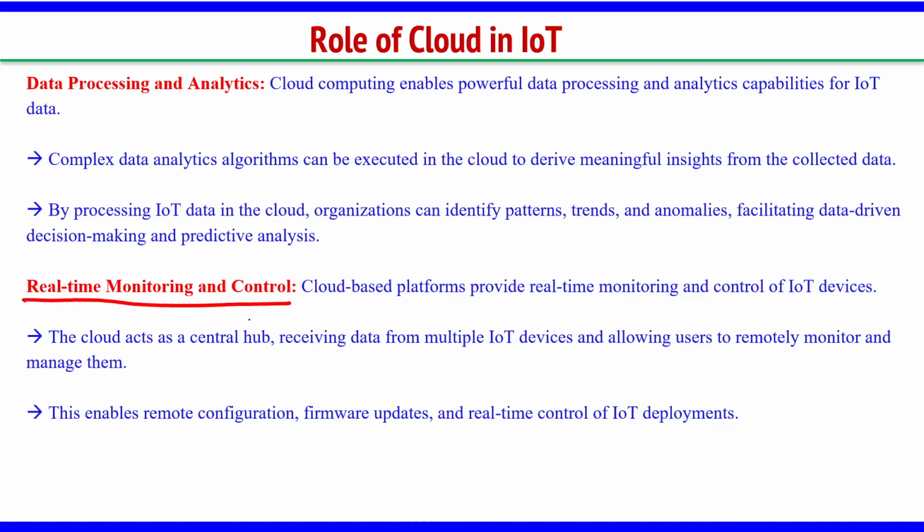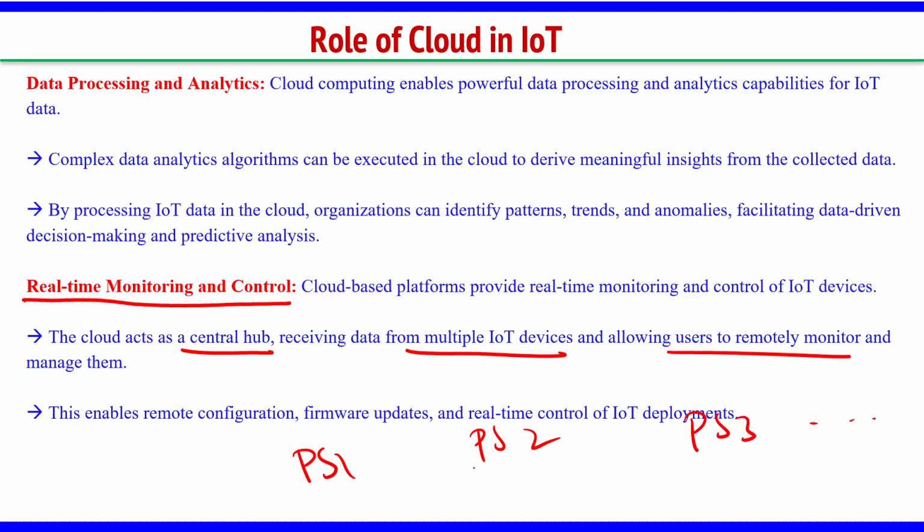Real-time monitoring and control. The cloud acts as a central hub, receiving data from multiple IoT devices, allowing users to remotely monitor and manage them. N number of people, lakhs of people. For example, IoT devices could be CCTV cameras. You have a lot of CCTV cameras in a city, and the whole recording is loaded into the cloud. There are police stations, PS1, PS2, PS3, and in a big city there are multiple police stations. Each police station can log in and monitor the videos specific to their own area.